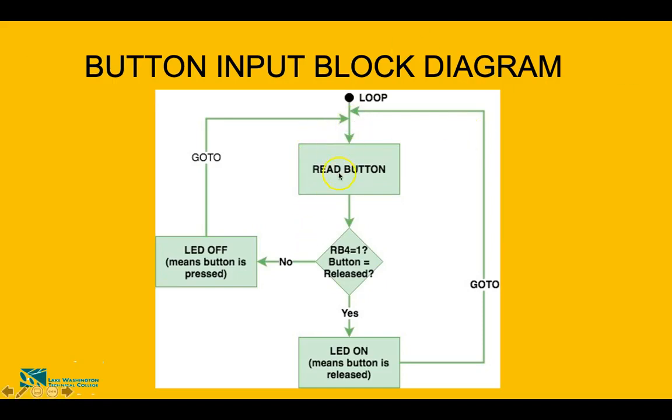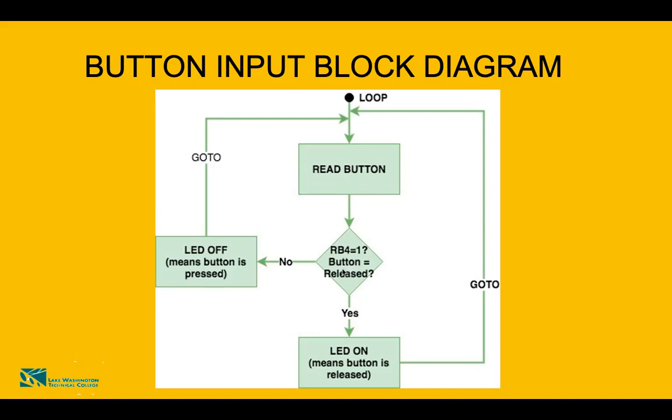This is the flow chart, and it says read button. So read the button, and then there is a decision box. It's going to check whether RB4 equals 1. You remember I asked you to check which pin the S1 push button is connected to. S1 is connected to RB4, that's why I've put it here. So, whether RB4 equals 1. When it is 1, it means the button is released. So what does it mean? RB4 equals 1 means your LED is on.